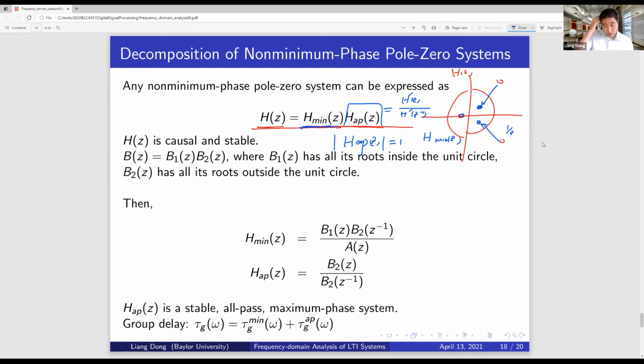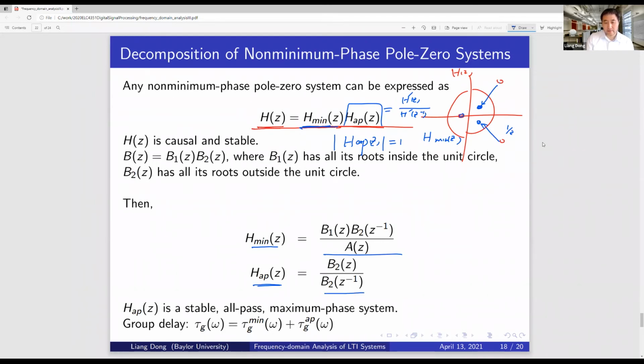If H(z) is causal and stable, as usual, then we can construct B(z) as B1(z) times B2(z), where B1(z) has all its roots inside the unit circle and B2(z) has all its roots outside the unit circle. Then this minimum phase system, H minimum, can be expressed in this term, and the all-pass filter part can be expressed in this term.